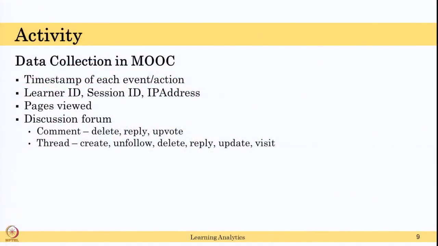In the discussion forum, very useful data is there. For example, a student commented, deleted a comment, replied to some comment, supported a comment, created a comment, started a thread, deleted, unfollowed, replied, updated; a lot of activities within the thread. Also in the forum, the student is following some user or replying to the same user multiple times. So, this kind of information can be obtained from the forum data.